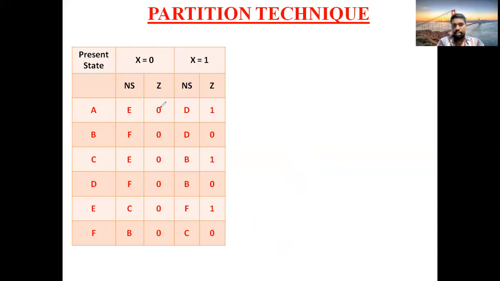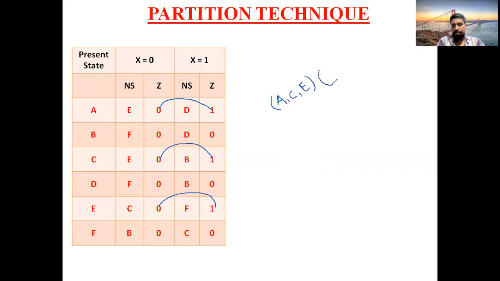See here, you have 0 comma 1, here also 0 comma 1, and here also 0 comma 1. So you can make A comma C comma E one partition. Write them as one group, make it a group.